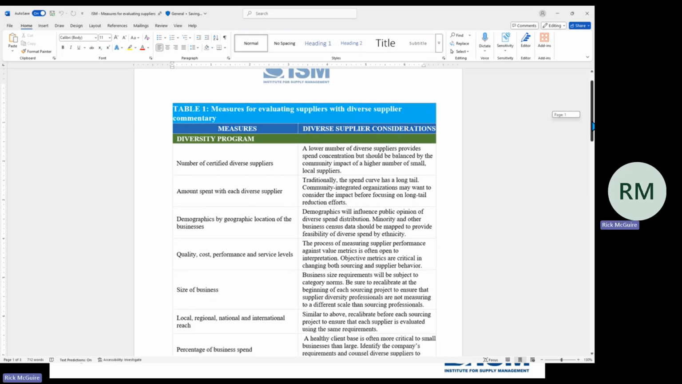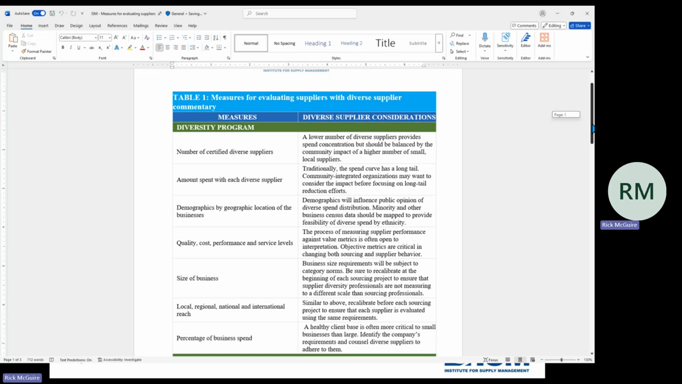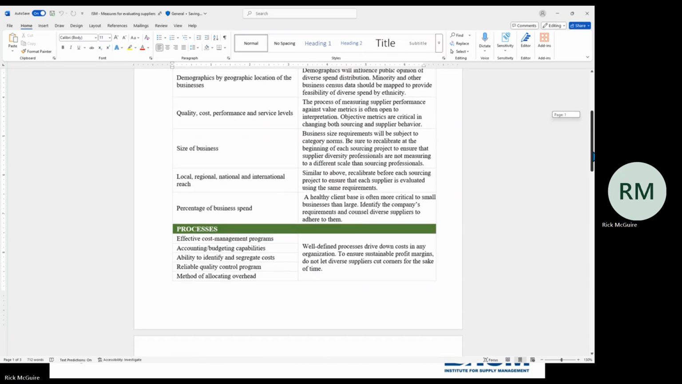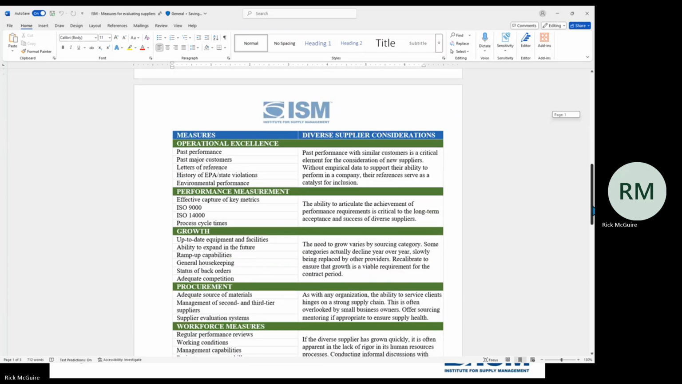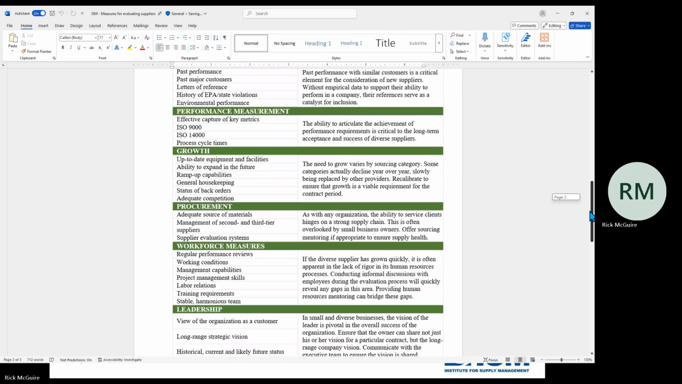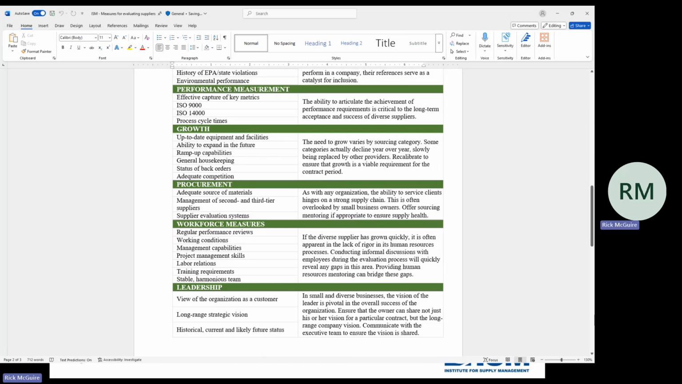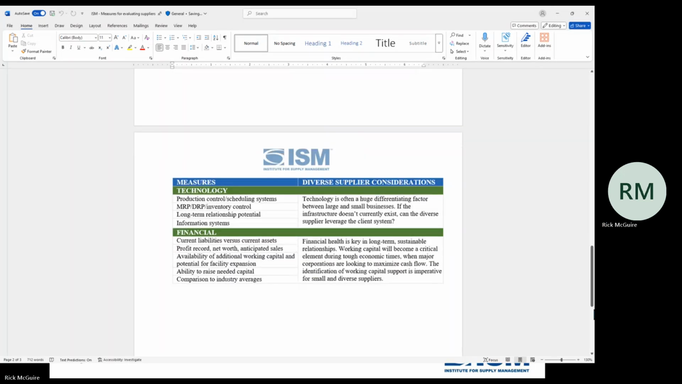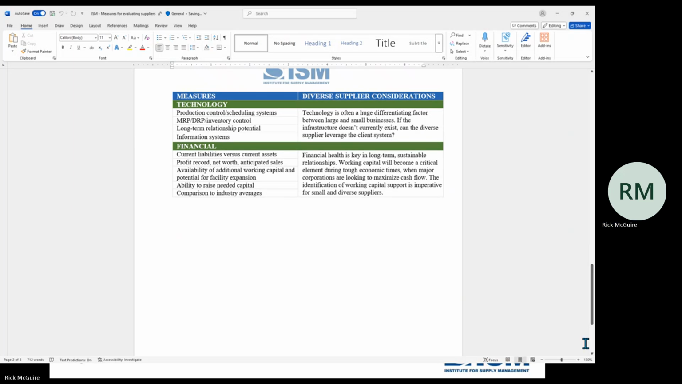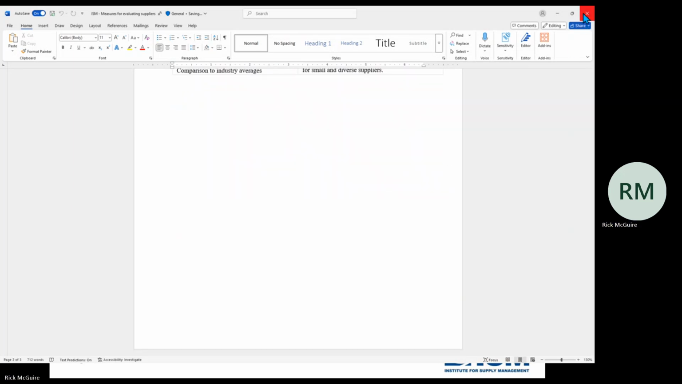What do we got here? This first one's on diversity program. Some of the KPIs could use processes, operational excellence, performance measurement, growth, procurement, workforce measures, leadership, technology, and financial. We just went over these to some degree. Here's more detail on them.